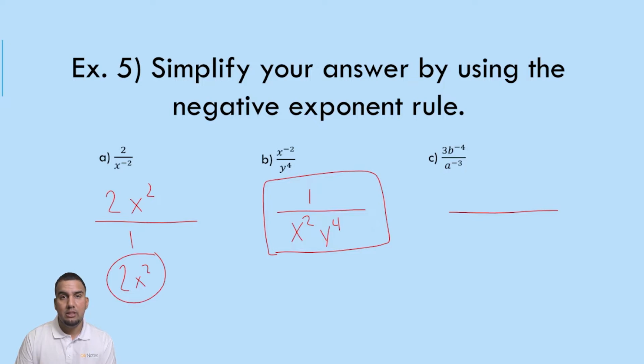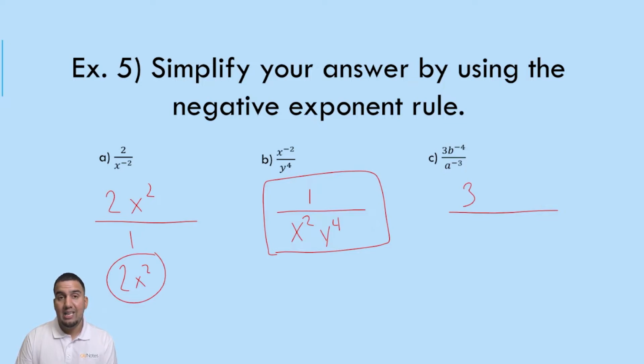The biggest misconception in this problem is people think 3 and b belong together. They do not. Numbers are individually worked on from variables. Numbers and variables are different. So when I look at 3, 3 is perfectly fine, so I'm going to leave 3 just 3. It doesn't have a negative exponent, so I'm not going to work it and bring it down.